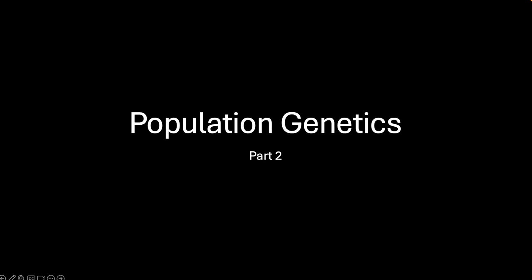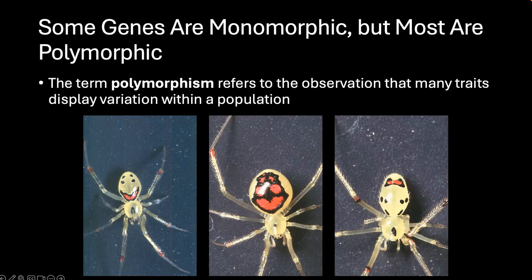In this video, we will begin to explore some of the math used in population genetics. But first, let's get a few terms in place. A polymorphism refers to an observation that there is variation in a trait. Pictured here is an example.